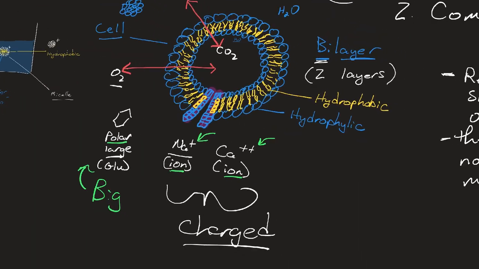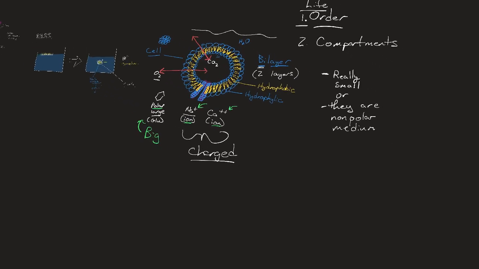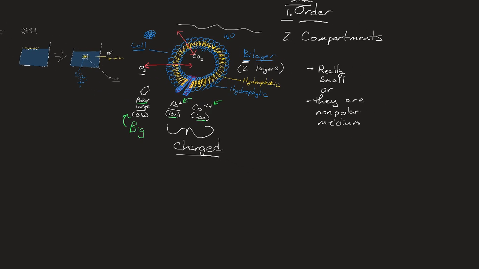Now this is cut, right? So we cut this in half. So if you were looking down on it, if we change the perspective and you look down on the cell, what you would see is a bunch of phospholipid heads.